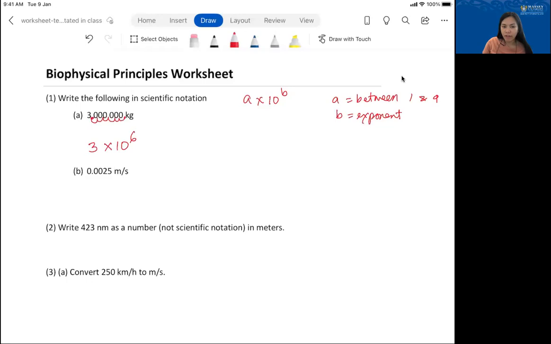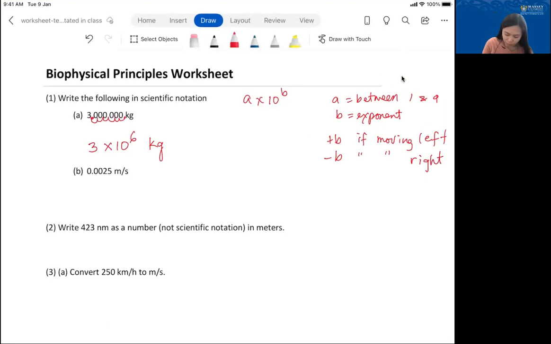Okay, and then finally, to find whether the b is positive or negative, if you move the decimal place to the left, then that will be a positive b. So positive b if moving left, and negative b if moving right. You moved the decimal place to the left, so that should be a positive 6 for the exponent. So if you have a positive exponent, you'll also see that you have a big number, greater than 1.